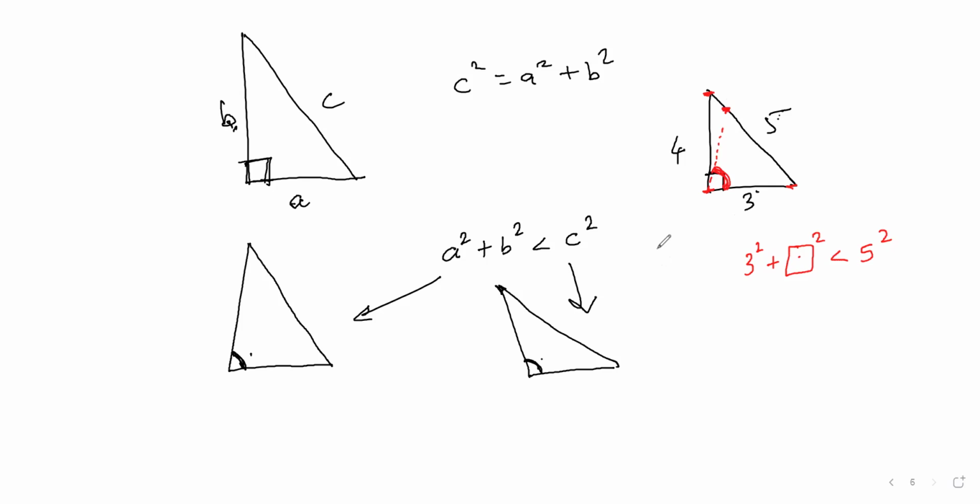And to figure out whether it is obtuse, you can say that if it's going to be obtuse, then A square plus B square will have to be greater than C square, right? So then all you have to do is take another 3, 4, 5.